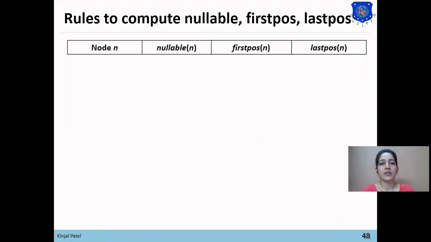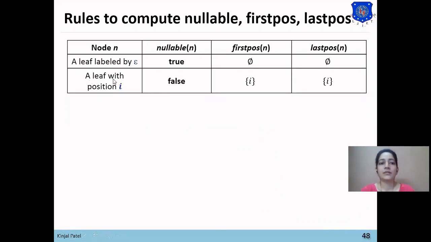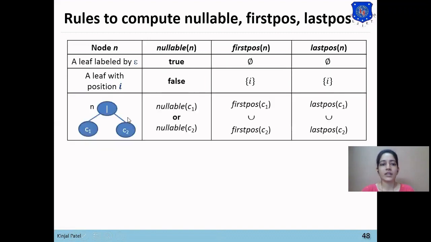Now here is just a summary of all the rules. If our node is labeled with null, then obviously nullable will be true, and first position for the null node will be 5 and last position for the null node will be 5. Now if our node is a leaf node with position I, then first position is I and last position will be I. Then if it is an OR node, the OR node has two children C1 and C2. So first position is first position of C1 union first position of C2, and last position is last position of C1 union last position of C2. And nullable is nullable of C1 or nullable of C2.